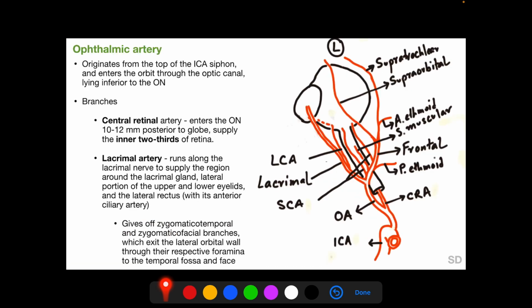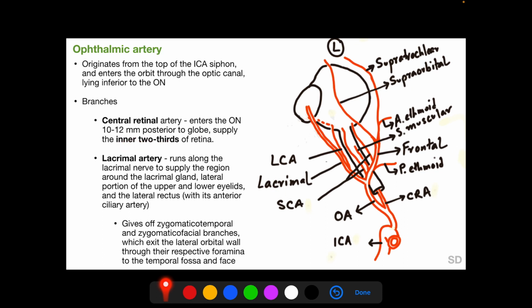The ophthalmic artery originates from the top of the internal carotid artery siphon, where the internal carotid artery loops upwards and backwards under the anterior clinoid process, and the ophthalmic artery enters the orbit through the optic canal lying inferior to the optic nerve. The branches of the ophthalmic artery include the central retinal artery, which enters the optic nerve 10 to 12 mm posterior to the globe and supplies the inner two-thirds of the retina.